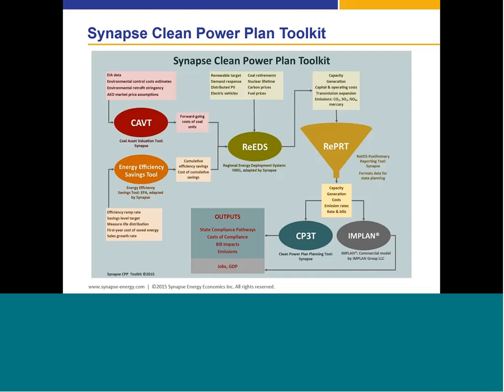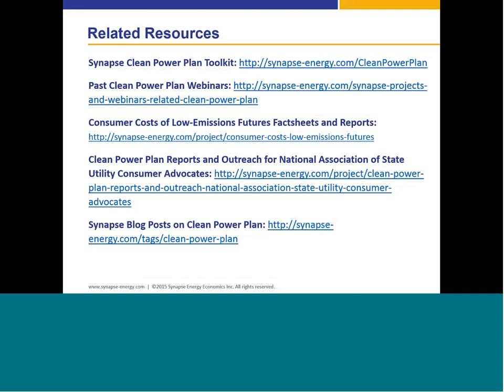The first thing I want to say is just that we at Synapse are in the process of developing our modeling capabilities for evaluating the final rule. That includes upgrading a lot of our existing tools to account for the requirements in the final rule. This slide here shows you a number of our modeling capabilities, and we call this our planning toolkit. So look for that on our website. And then we also have a number of other resources here. There's actually a link here to the toolkit.